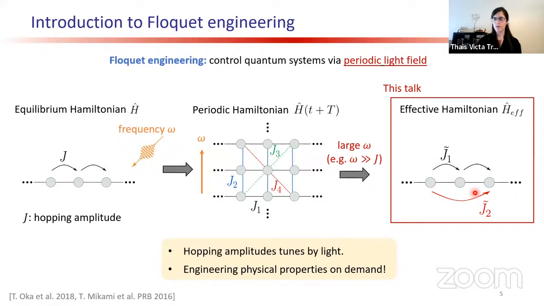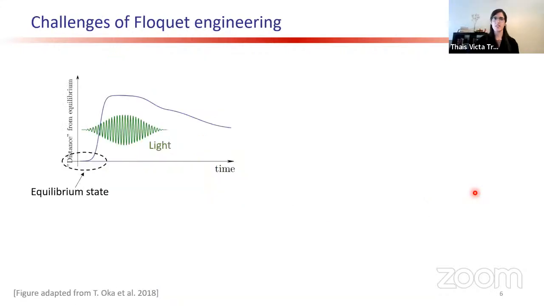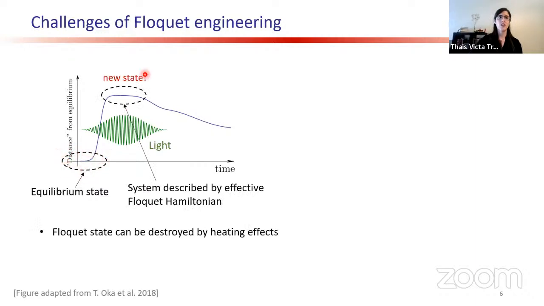This is a very powerful technique, but it also has some challenges that it needs to overcome. As we saw before, when we irradiate a light field in the system, it will evolve from the original equilibrium state that is represented here to a new steady state that is described by the effective Floquet Hamiltonian. But while the light is shining on the system, it is also absorbing energy from this light field. So the existence of this new steady state is not guaranteed. It can be destroyed by heating effects. So it has to be analyzed case by case if this state can indeed exist. So this is one challenge that happens in all Floquet engineered systems.